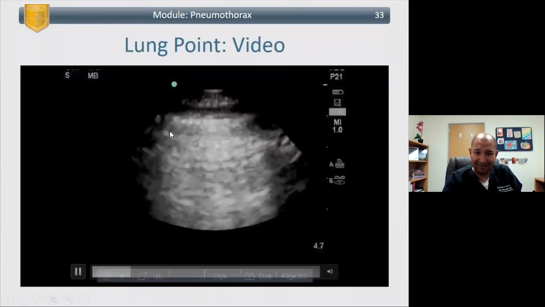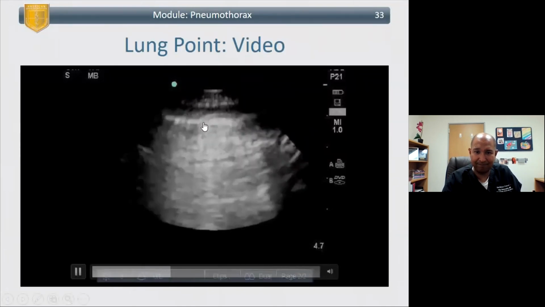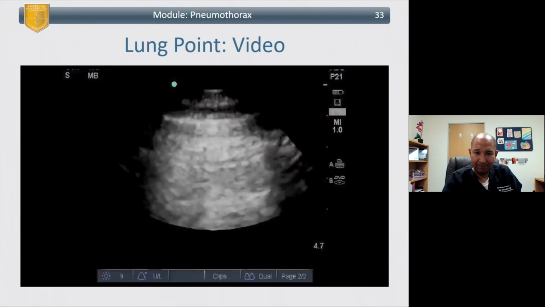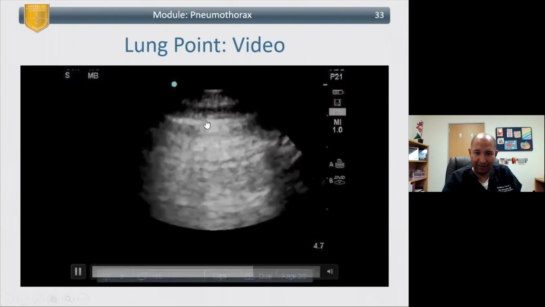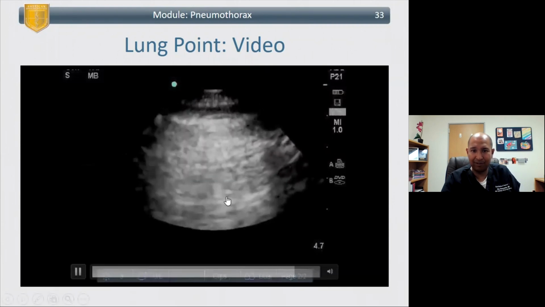Oh, look at this. There it is, lung point. You see it? One more time. Let's see if we can get one more in here. Boom, lung point.